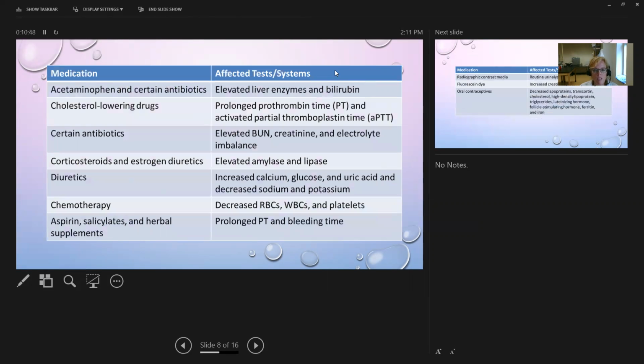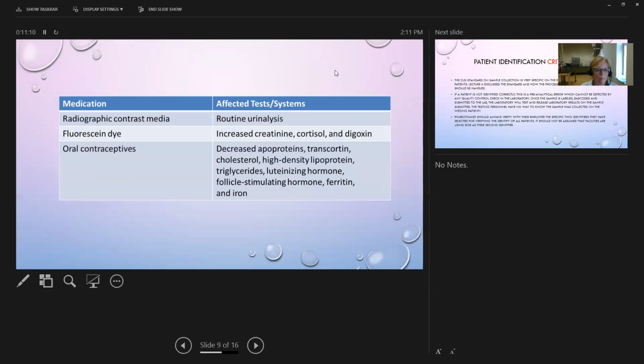Cholesterol-lowering drugs are also metabolized through the liver. They may actually cause increased PTT, which are coagulation times. Some antibiotics can affect BUN and creatinine and electrolytes. Diuretics may affect calcium and glucose. Chemotherapy can affect red cells and white cells, and aspirin can affect some tests associated with bleeding.